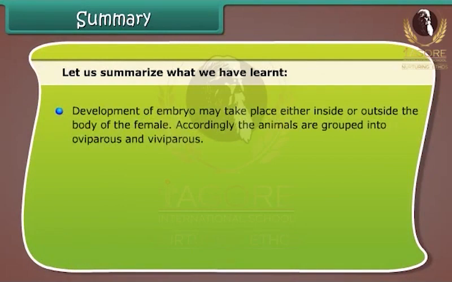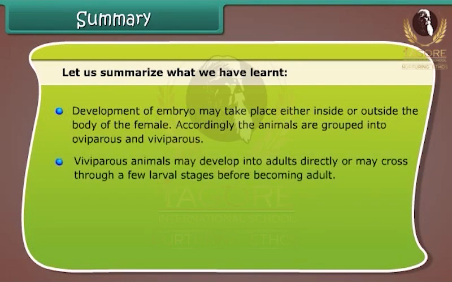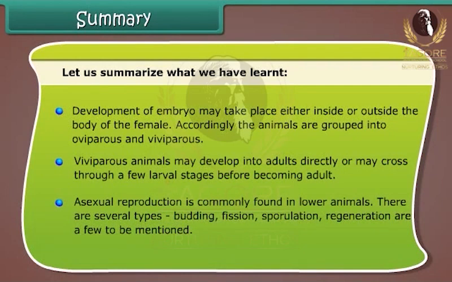Development of embryo may take place either inside or outside the body of the female. Accordingly, the animals are grouped into oviparous and viviparous. Viviparous animals may develop into adults directly or may cross through a few larval stages before becoming adult. Asexual reproduction is commonly found in lower animals. There are several types: budding, fission, sporulation, regeneration are a few to be mentioned.